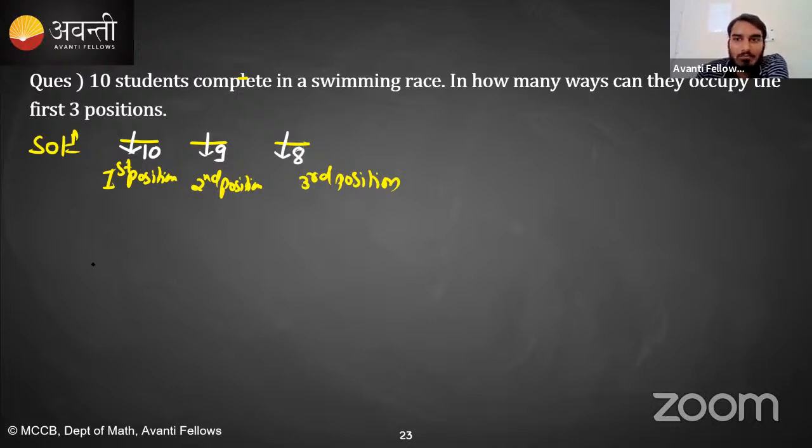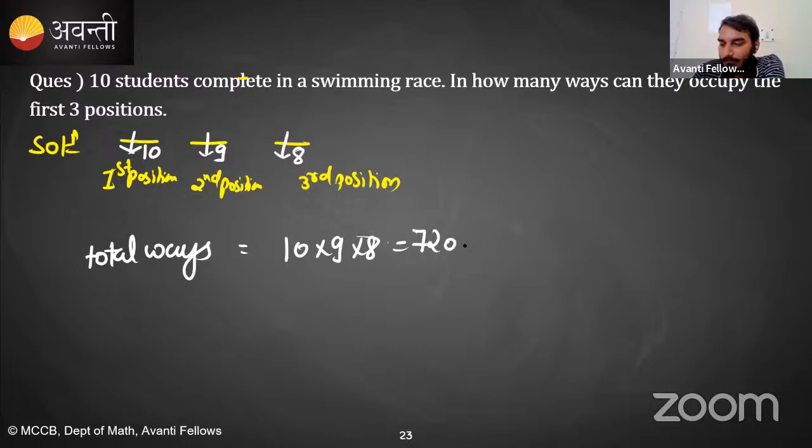So total ways, how many came? Total ways is 10 into 9 into 8. Is this clear? There are 720 ways. Yes, very good, Harish. 8 ways for the third position. The first 3 positions can be occupied in 10 into 9 into 8, meaning 720 ways. Is this clear, students?